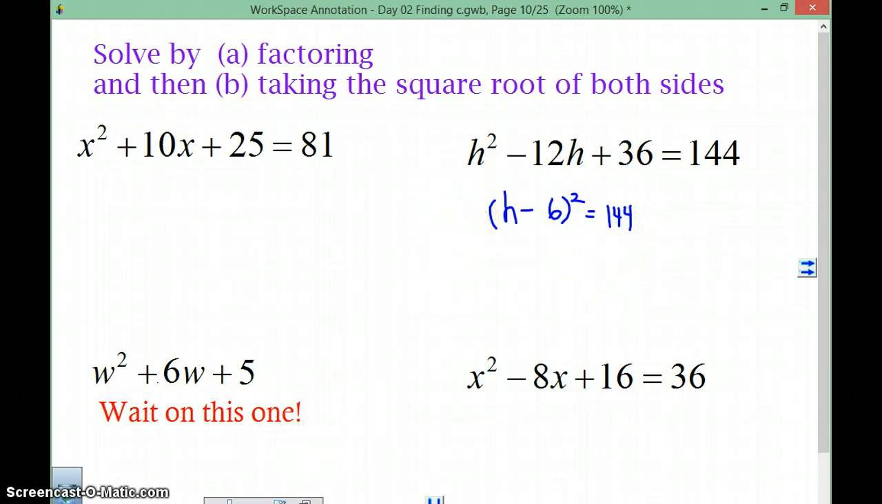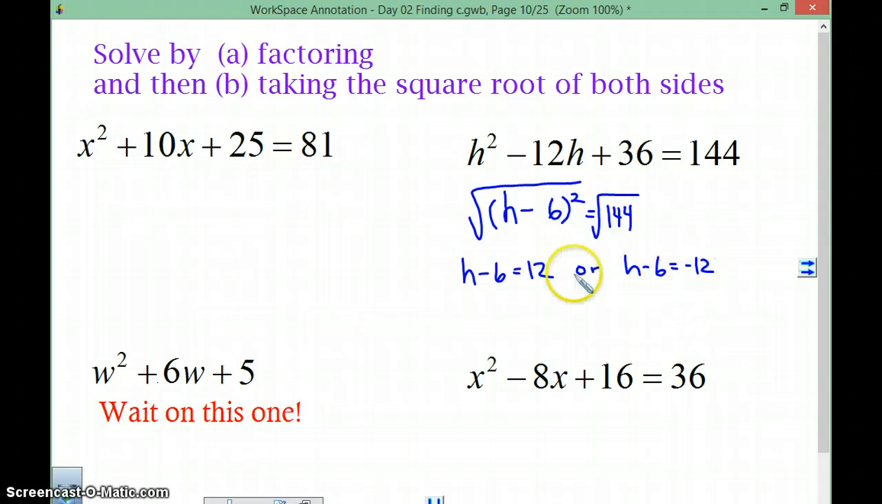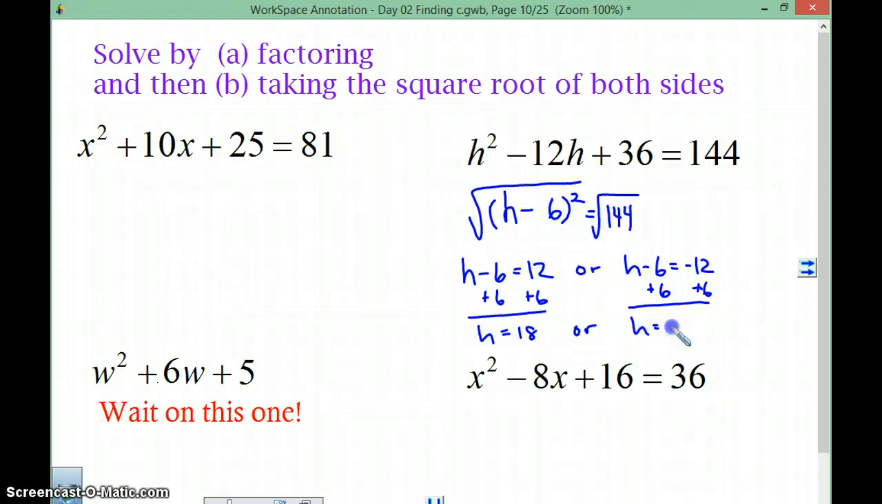Now I could take the square root of both sides, right? I would end up with h minus 6 equals 12, or h minus 6 equals negative 12. Okay, what do we do next? Well, we have to isolate h. So we add 6 to both sides. We end up with h equals 18, or add 6 to both sides, h equals negative 6. You see how we solved that? All right, let's move on.